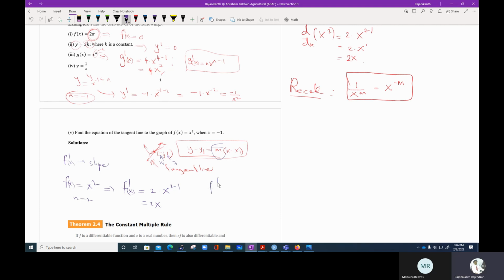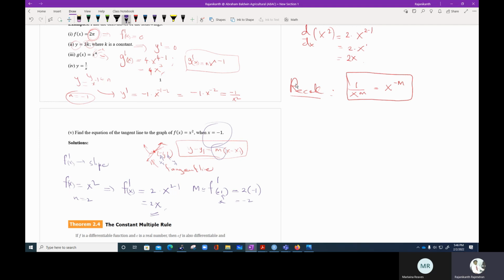But I need the derivative at negative 1. Now your x is negative 1. You are finding the slope at negative 1. Therefore, the slope m of the tangent line at negative 1 is nothing but f prime of negative 1. How do you find this? You know f prime of x is 2x. I need f prime of negative 1, so simply plug negative 1 for x in this answer. So that is negative 2. That means the slope of the tangent line at negative 1 is simply negative 2.